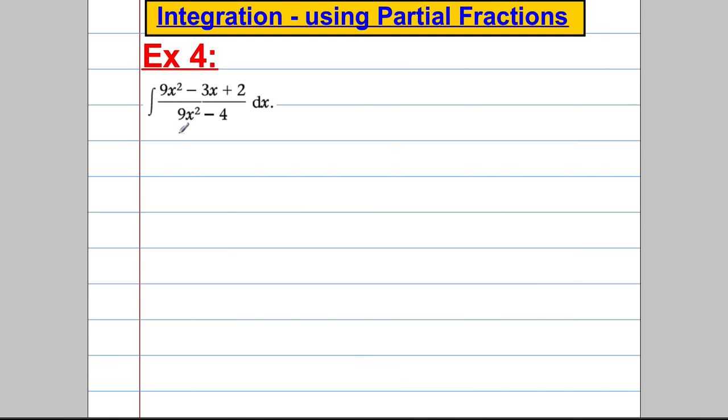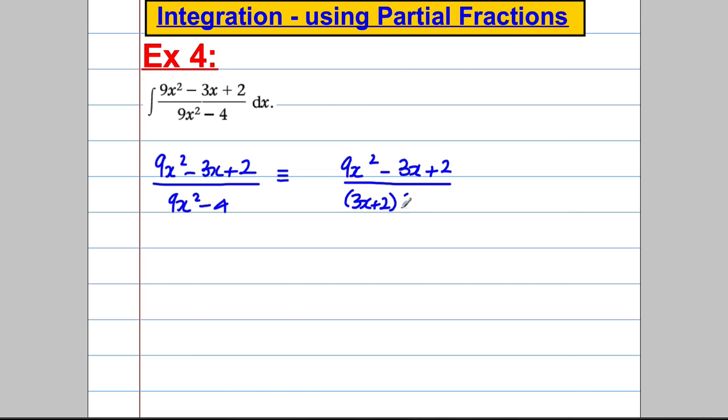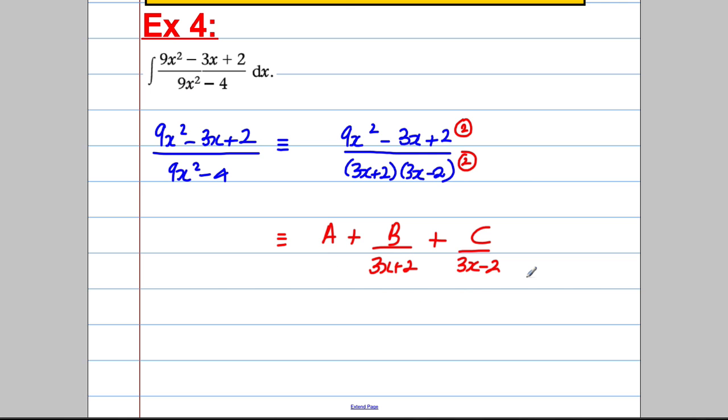Now this one, when I'm writing 9x squared subtract 3x plus 2 over 9x squared take away 4, I should realise that the bottom's a difference of 2 squares, so it could be written as 9x squared subtract 3x plus 2 all divided by 3x add 2 multiplied by 3x subtract 2. Okay, and I should also realise that the top is a quadratic, power 2, the bottom is a quadratic. So when writing this in partial fractions, they've got the same order, so I'm going to get a constant term A plus B over 3x add 2 plus C over 3x subtract 2, like that.